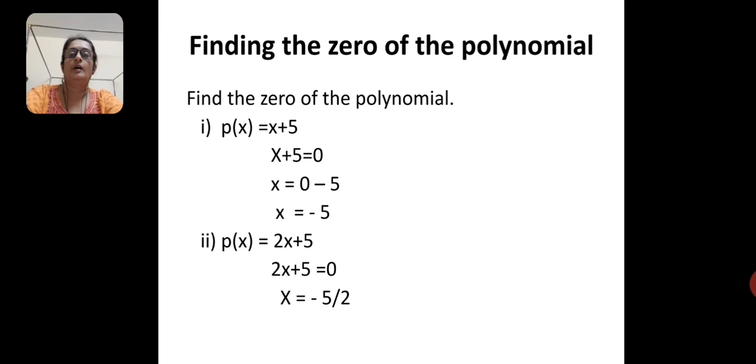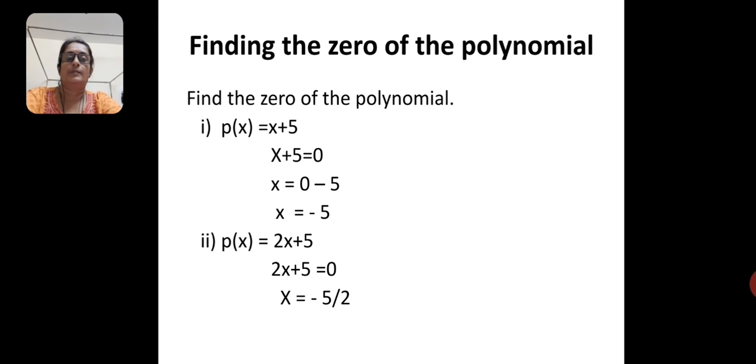Next, you have to find out a zero for a given polynomial. Here the polynomial p(x) is equal to x plus 5. To find out the zero, you have to put the equation like this: x plus 5 is equal to 0. Keep x as it is on the left hand side and take 5 to the right hand side, and that becomes minus 5. So the x value is minus 5, and that is the zero of that polynomial. If you put that value in the equation and check, you will get 0 as the answer.